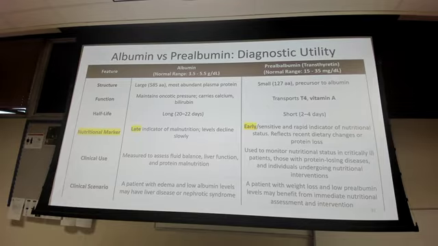All right, here's another one. Talking about albumin versus pre-albumin. And pre-albumin is transthyretin. This transports the thyroid hormone, thyroxine, and the retinol binding protein, RBP. It is bound to the retinol of vitamin A in the blood and the CSF. So if it's highlighted, it's probably important, right? That nutritional marker: albumin is a late indicator of malnutrition and levels decline slowly, while pre-albumin is an early, sensitive and rapid indicator of nutritional status.